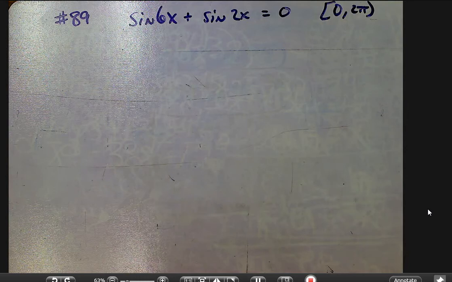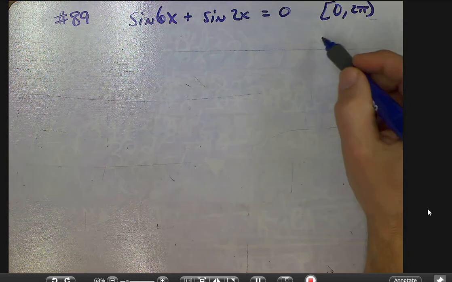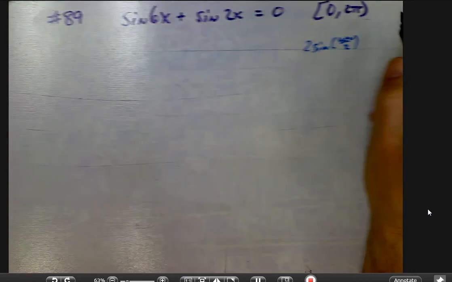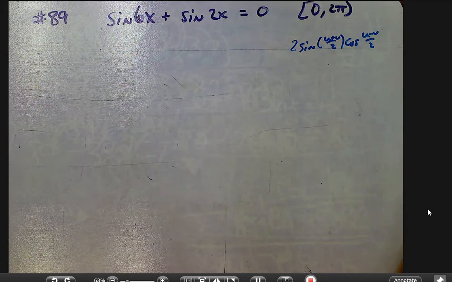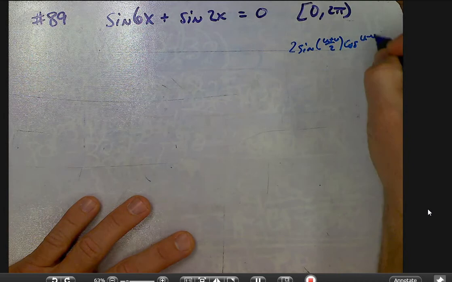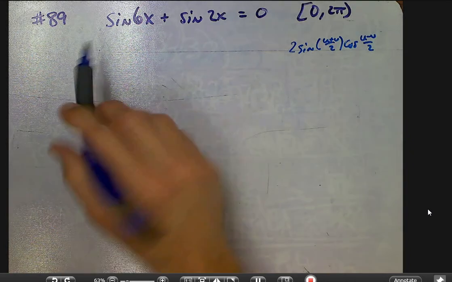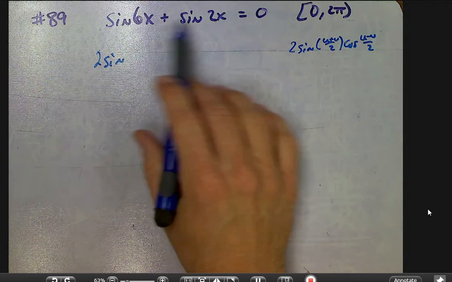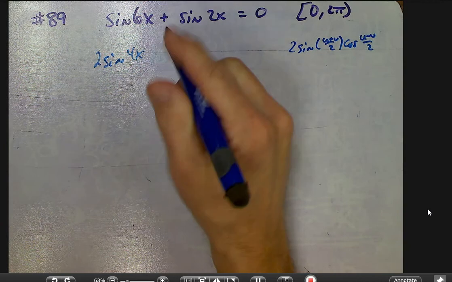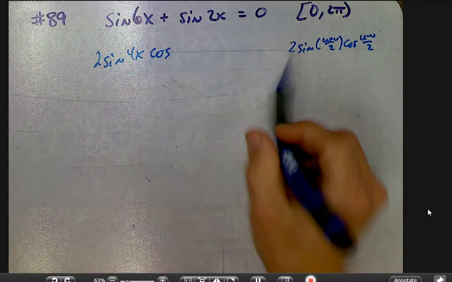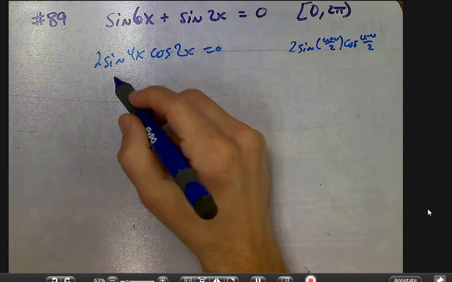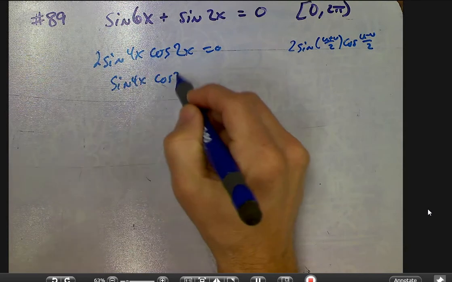Okay, so I'm using the same formula, the one that says it's 2 sine of (u plus v) divided by 2, cosine of (u minus v) divided by 2. You should have it in front of you with your formula reference sheet. So I take 2 times the sine of 6 plus 2 is 8, divided by 2 is 4x, times the cosine of 6 minus 2 is 4, divided by 2 is 2x, equals 0. Divide by 2, I get the sine of 4x, the cosine of 2x equal to 0.